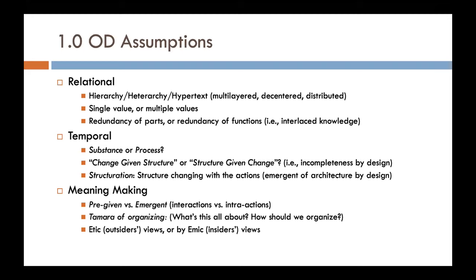I already mentioned, is the relationality driven by single values or multiple values? The moment you go with multiple values, you really complicate matters quite a lot. For the most part, we think about organizations as maximizing profits for shareholders. But if you take a stakeholder point of view from Ed Freeman's work, then you've got stakeholders with different values. Let me go further. I don't want to get stuck on any of these. Coming from Gareth Morgan's work on cybernetics, do you have redundancy of parts because of failures, or do you have redundancy of functions? The redundancy of functions is that each part has got multiple functions. And that is where we will go with interlaced knowledge. I'm kind of giving you a preview.